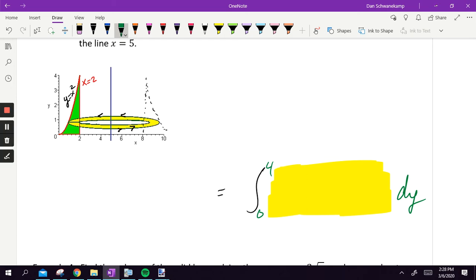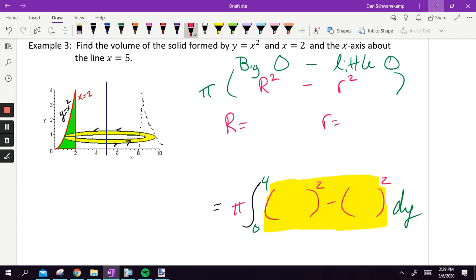Washer. Take a second with your neighbor. See what you can do to write your radii. Here we go. We are looking at this problem. This is a dy problem.